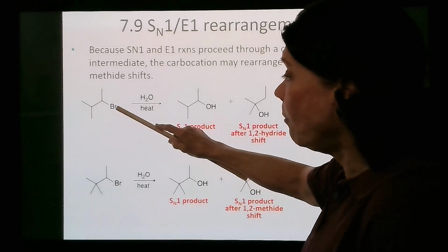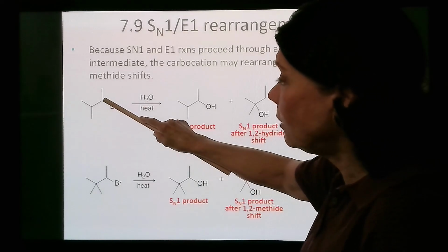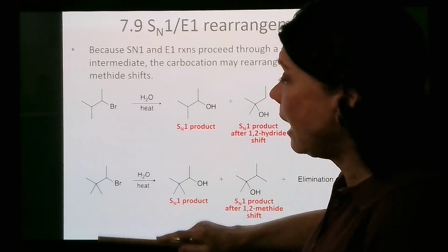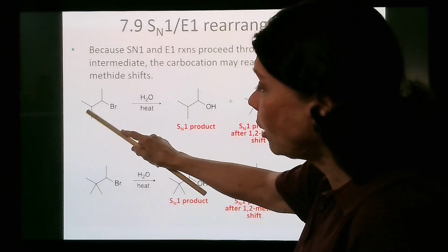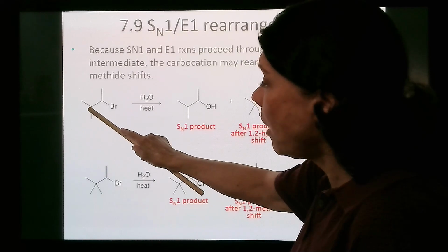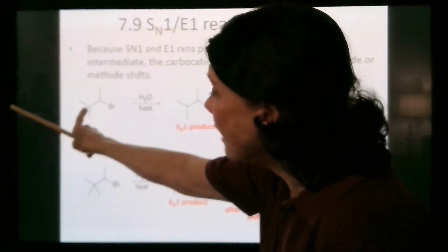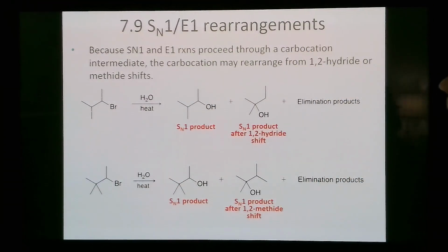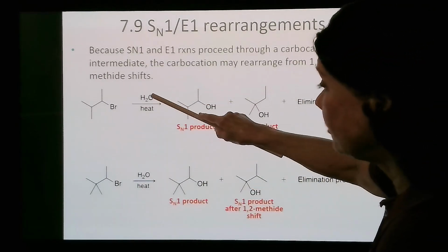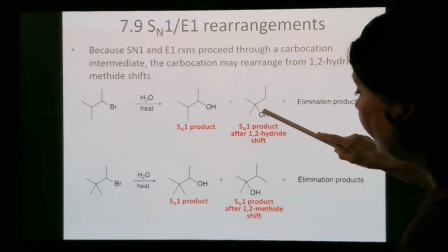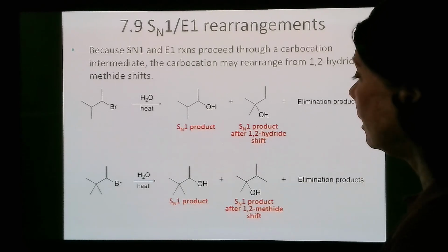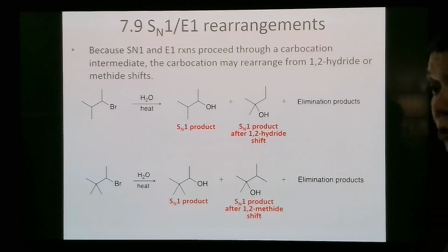So here, what happens is you lose bromide, you form the carbocation where the positive charge is here at this secondary carbon atom. You have a CH bond over here. You can have a hydride shift to move the positive charge over here to the tertiary carbon atom, where it is then attacked by oxygen and forms the CO bond. So this is the product after the 1,2 hydride shift. You'll also get elimination products.